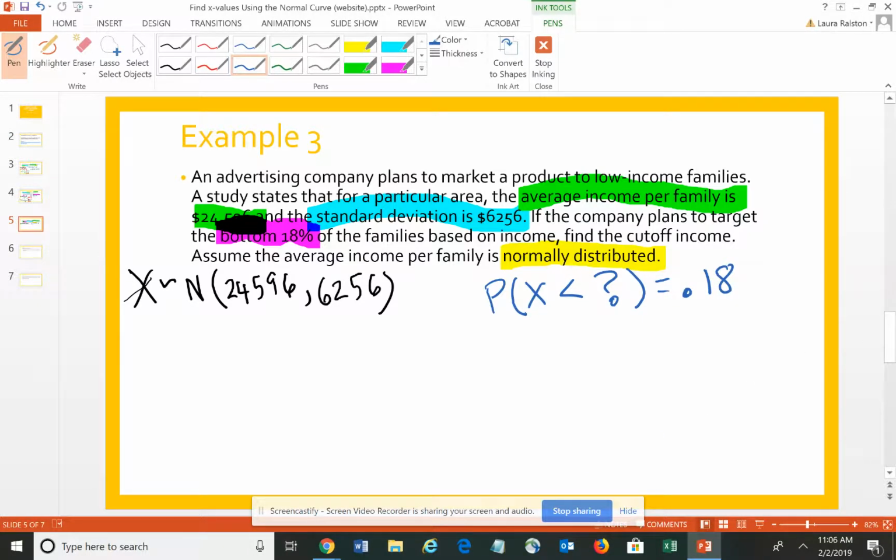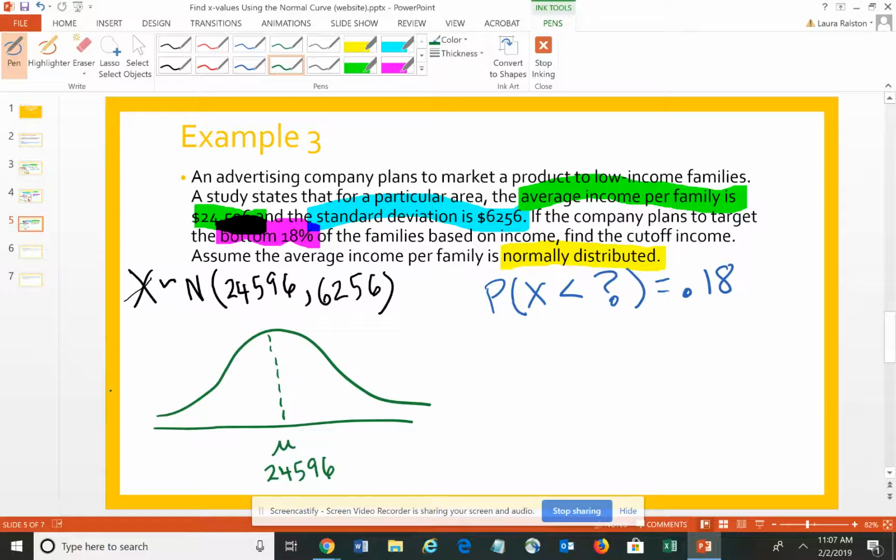18%. Okay, so let's look at a picture. We have our horizontal axis, the bell-shaped curve, and the mean is in the middle, which is $24,596. And we want to exclude the bottom. If you think about how this reads, we read left to right, so we're going to be reading bottom to top. And we're going to exclude the bottom 18%, which in decimal form is 0.18. So I'm looking for this income amount right here. Okay, so I'm going out to the website.